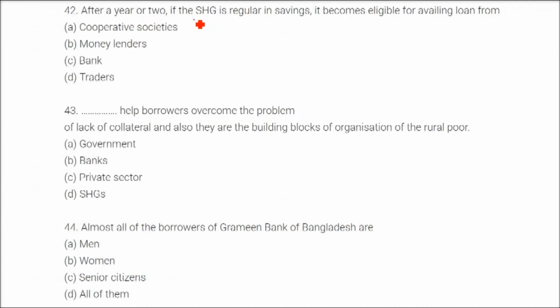After a year or two, the SHG, self help group, is regular in saving. It becomes eligible for availing a loan from the bank. SHGs help borrowers overcome the problem. Almost all the borrowers of Grameen Bank of Bangladesh are women, mostly women, almost all.